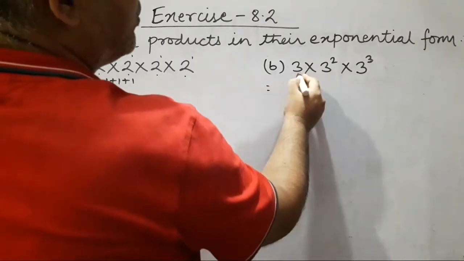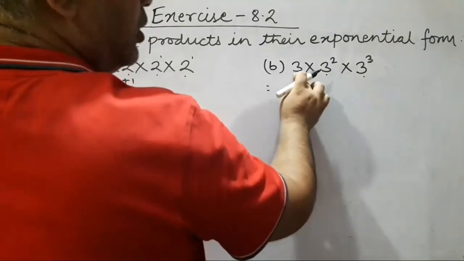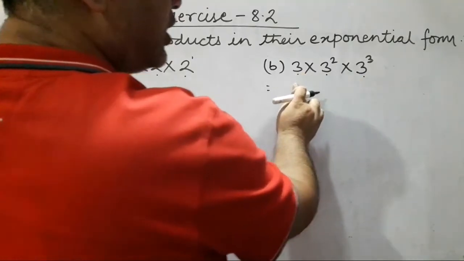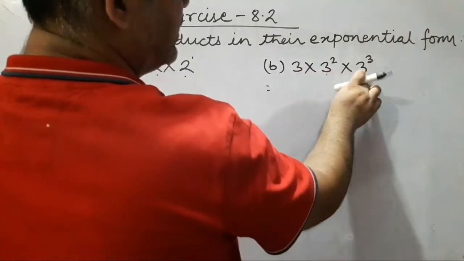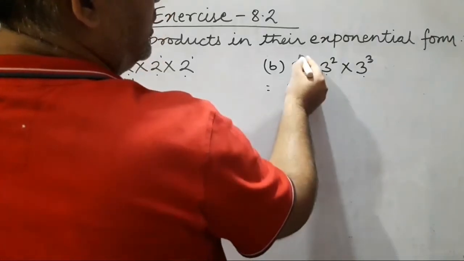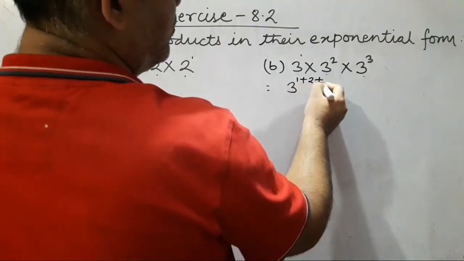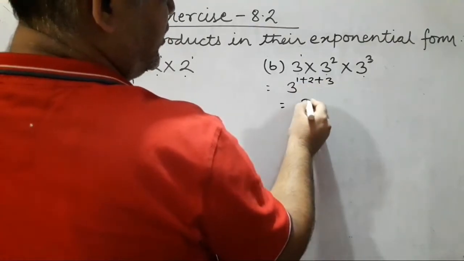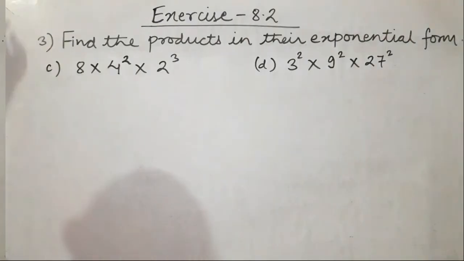Let's see this question. Here also the bases are same. All the bases are 3. So we shall apply here the product law. The product law says if the same bases are multiplied, then their powers can be added. So let's add the power. Here the power is 1. 1 plus 2 plus 3. 3 power 6. Okay, question number C.